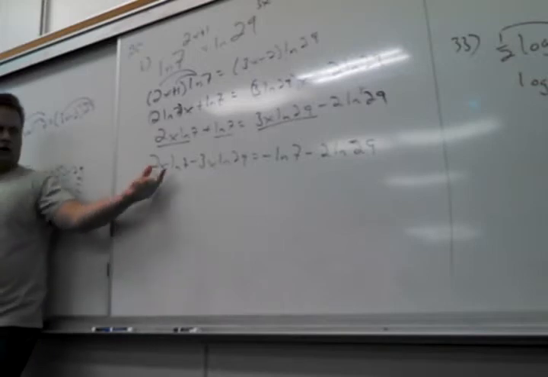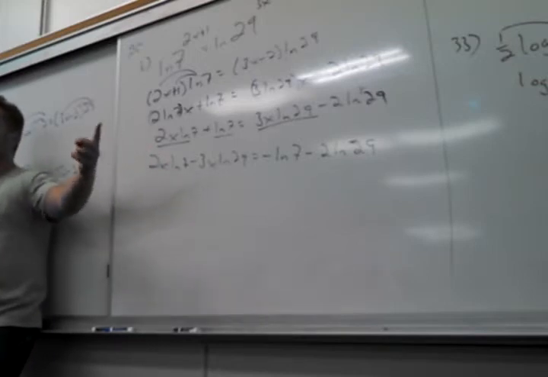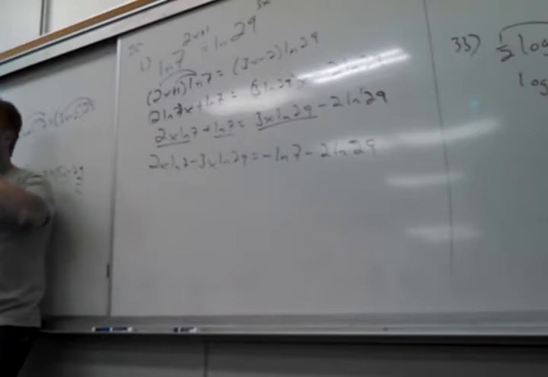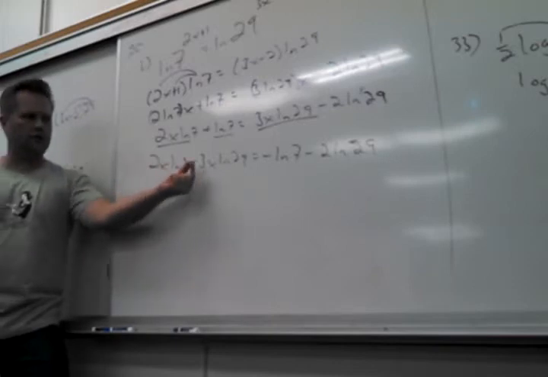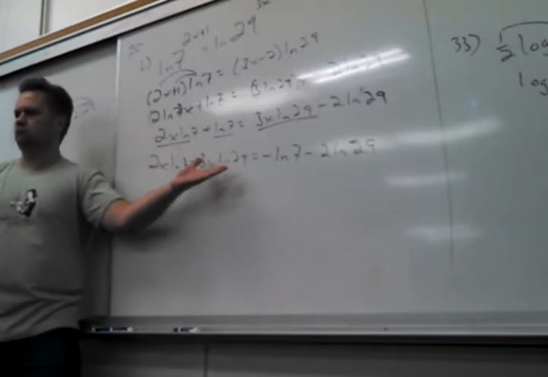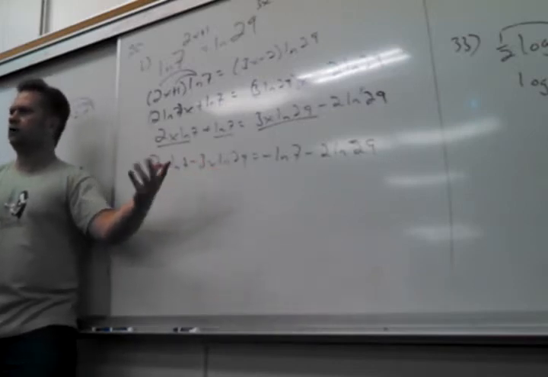How are these like terms? Why are they not like terms? This is 2x ln 7s, and this is 3x ln 29s. Those aren't like terms, right?